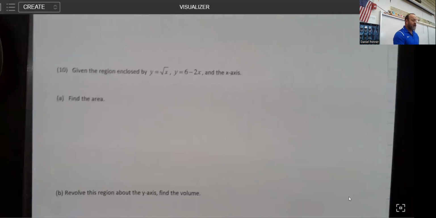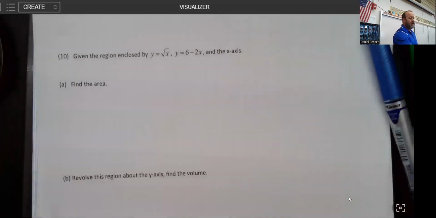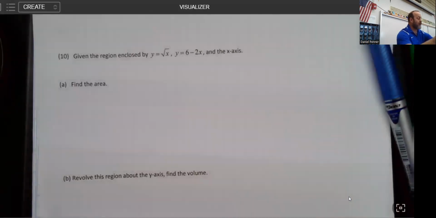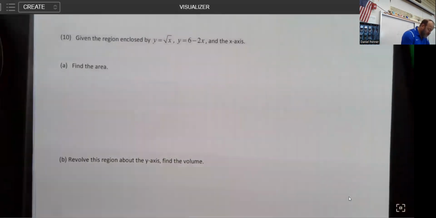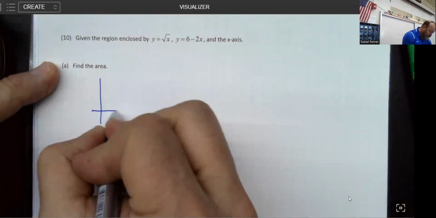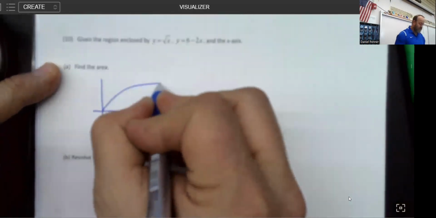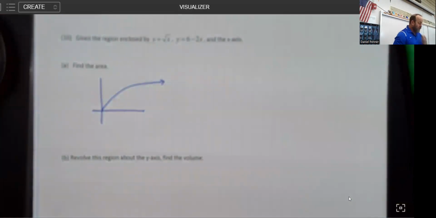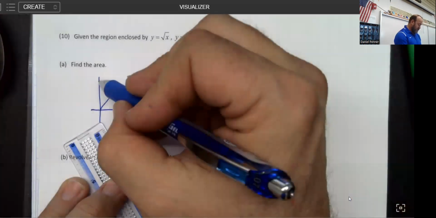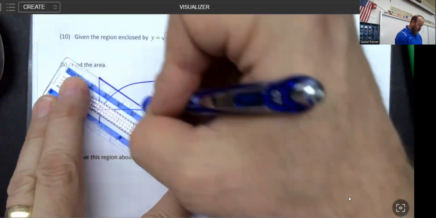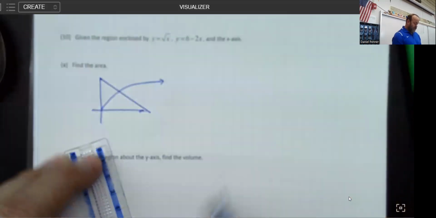Okay, so in number 10, we have a similar setup, where they said, let's first off find some information regarding the area, right? So the first thing we're going to do is consider the square root of x, which is a nice simple curve that we've done quite a few times. And we are going to consider the line y equals 6 minus 2x, which has a y-intercept of 6 and a slope of -2. Well, that's interesting.